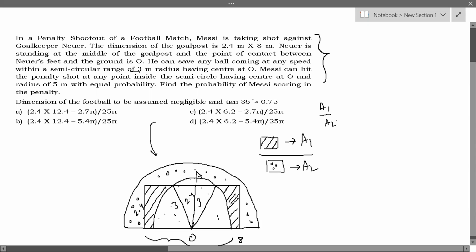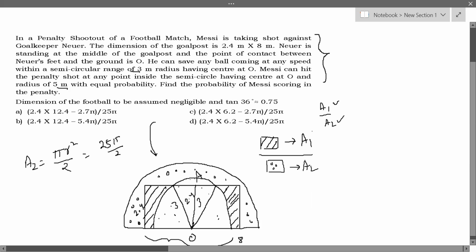Now the question is to find out the value of A1 and A2. Now A2 is very simple to find out, right? A2 is equal to pi r square by 2. Now r is given as 5 meter. So it is 25 pi by 2. That's the easiest thing to solve first.